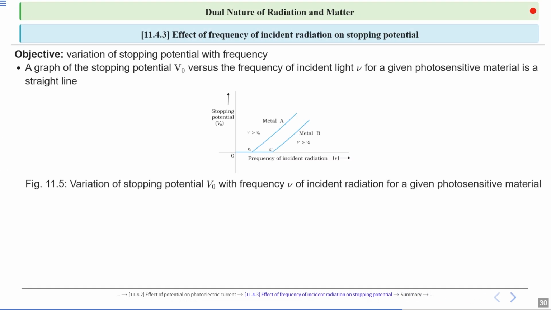So, look at the graph. It shows the stopping potential, labeled as V naught, plotted against the frequency of the incident light, labeled as nu. Here the graph is a straight line. This means there is a direct linear relationship between the stopping potential and the frequency of the light for the material. The higher the frequency, the greater the stopping potential required to stop electrons. So first, it shows that the stopping potential V naught increases in a straight line fashion as the frequency of the incident radiation increases.